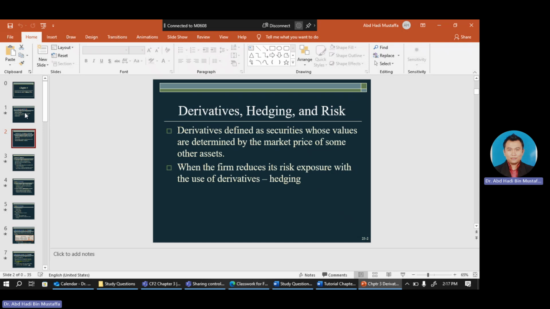Sama lah juga dengan palm oil. With palm oil, you are not physically buying kelapa sawit. Bukan beli kelapa sawit balik rumah dan sebagainya. You just enter into a contract at the buying position, and then when the price of palm oil goes up, you decide to sell, and then you just take the cash as a margin profit. So in this chapter, basically we are focusing on hedging and risk.